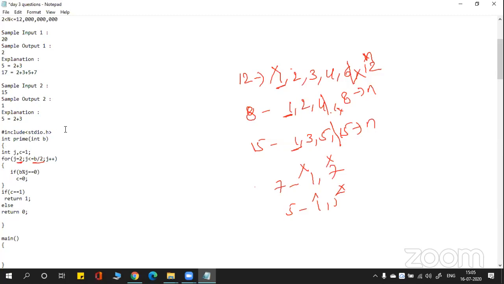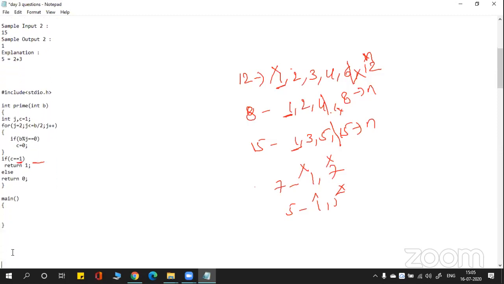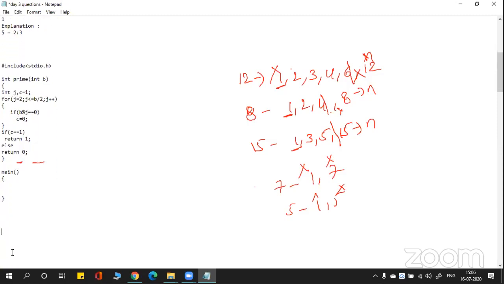So what is this? This is a function. Whatever I wrote, prime is a function. It takes the input, whatever number you have passed, and if it is a prime number, it will return 1. If it is not a prime number, it will return 0. The brackets are correct, open and close, fine. So this is the prime function. After that, now we'll see the main program.